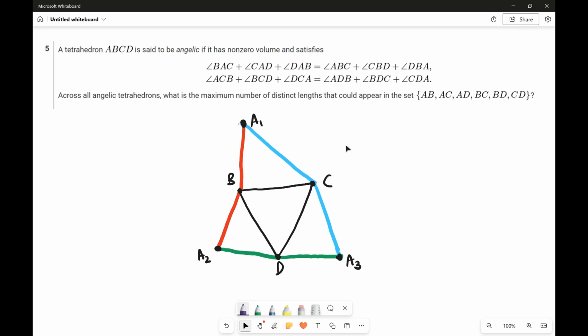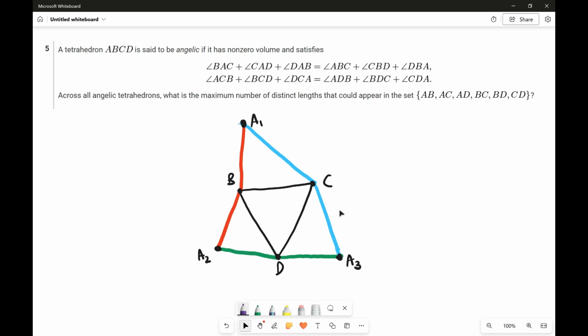And in order for this to even be a net, it has to satisfy many properties. For example, these two red lengths must be equal because otherwise when we fold up BC and BD, A1 and A2 do not align. And similarly, these two green lengths are equal, and so are the blue lengths.